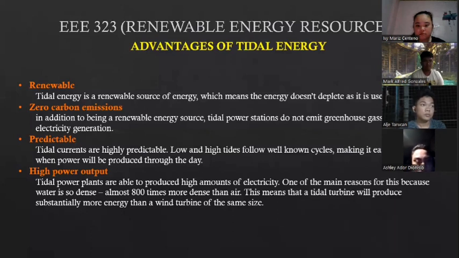So high power output. Tidal power plants are able to produce a high amount of electricity. One of the main reasons for this is because water is so dense, almost 800 times more dense than air. This means that a tidal turbine will produce substantially more energy than a wind turbine of the same size. So ayun, more than 800 times dense siya sa air. So mas malaki ang chance dito na makapag-produce talaga ng energy.